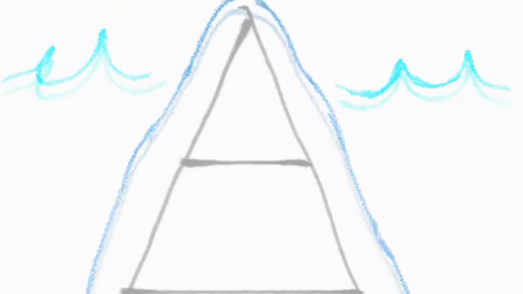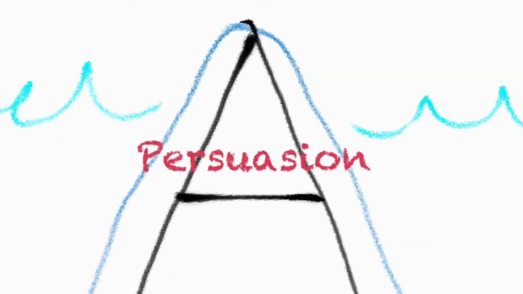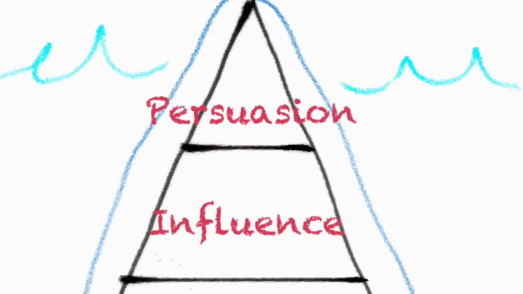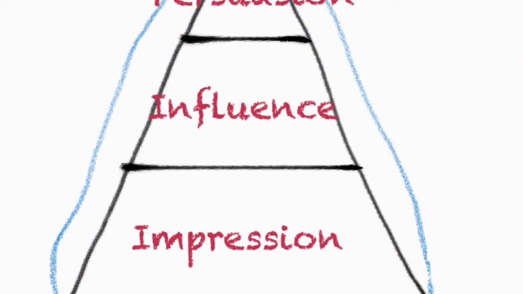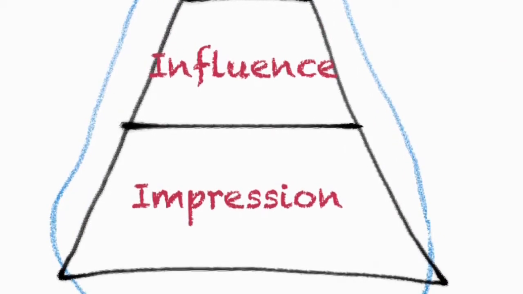Imagine an iceberg. The iceberg is divided into 3 sections. The first section above the waterline is persuasion, the second section is influence, and the third section is impression. This is the way the triangle or iceberg works.